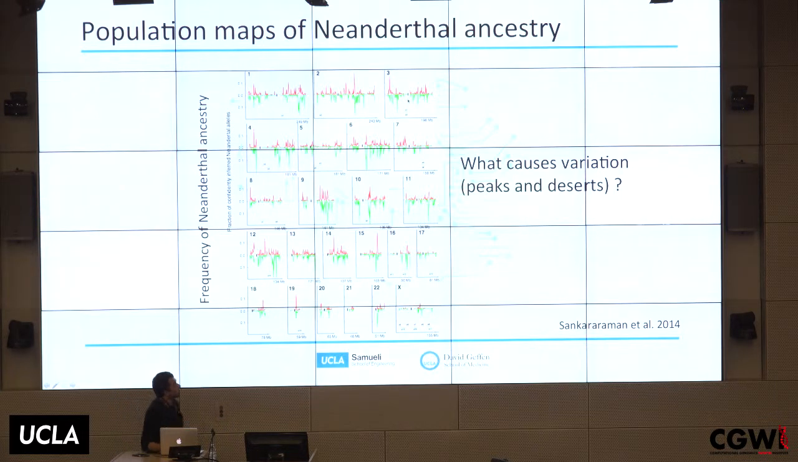So what we sought to do is try to understand what might cause this variation. Is this just random, or is there some kind of biological explanation for some of this variation?